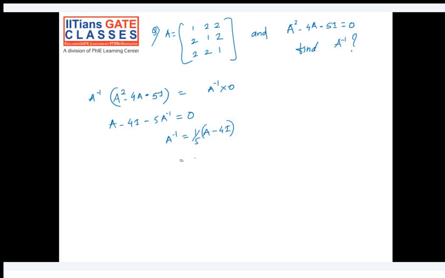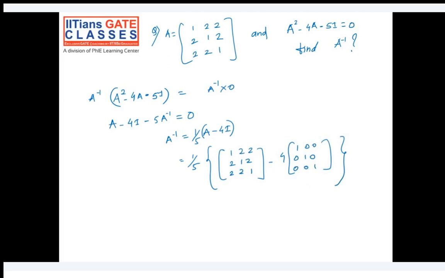A you already know: 1 2 2, 2 1 2, 2 2 1, minus 4 times I, which is 1 0 0, 0 1 0, 0 0 1. Do the subtraction, divide by 5, which is 1 upon 5 times minus 3 2 2, 2 minus 3 2, 2 2 minus 3. That's all. So this kind of questions you can also get from the inverse point of view.